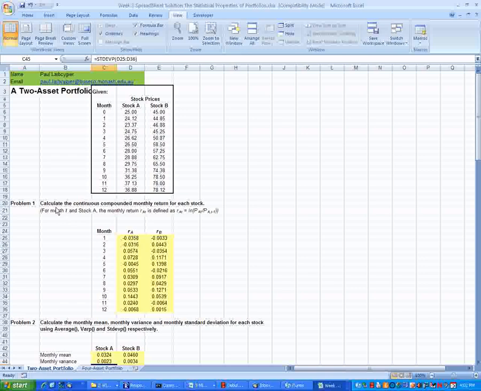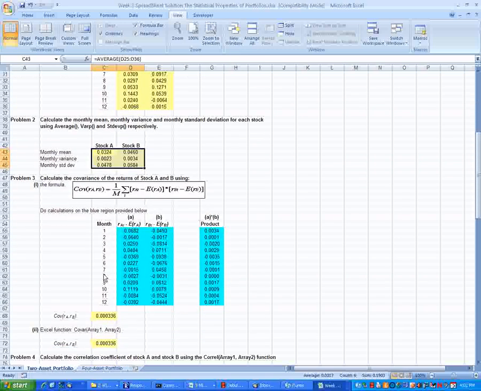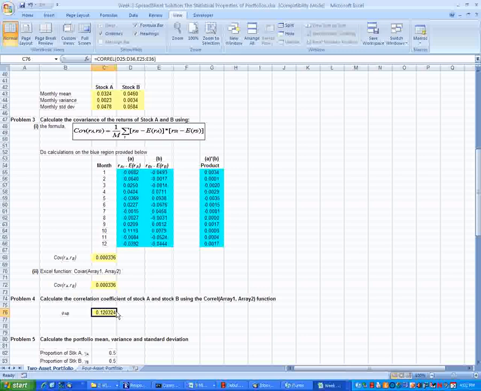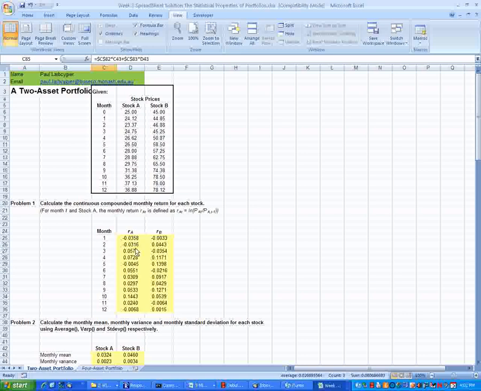There are a number of problems. In the first problem, we'll calculate the returns. In the second problem, we'll calculate the mean, the variance, and the standard deviation of the returns of these two stocks, A and B. In the third problem, we'll calculate the covariance longhand, the correlation, and finally we'll calculate, using the two variance portfolio in the fifth problem, the expected return and the risk of a two-asset portfolio. So let's look at the first problem.